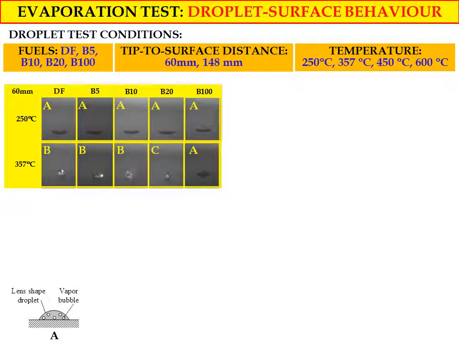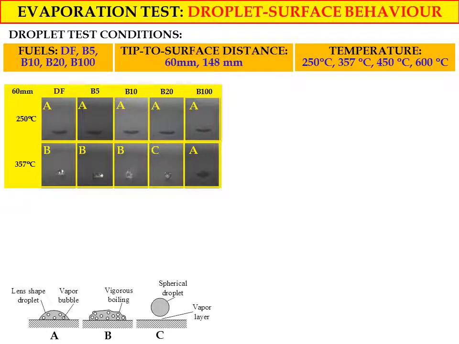For DF, B5, and B10, we have vigorous boiling behavior, where the droplet is still attached on the hot surface but has a very high evaporation rate. This is probably because the MAP point for B5 and B10 is similar to the MAP point for DF.